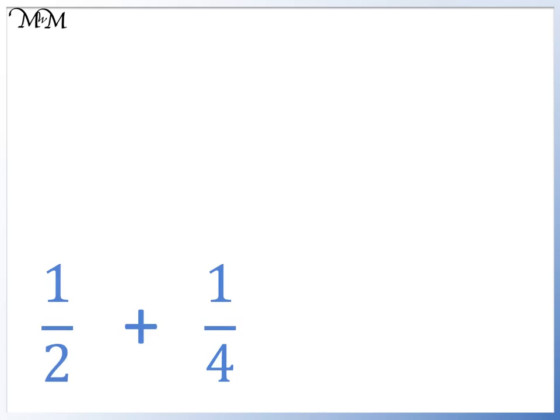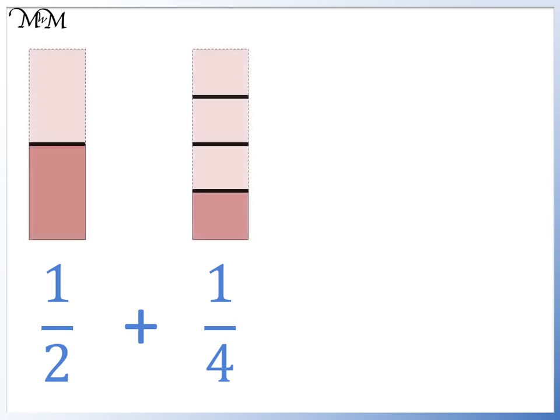Unlike our previous lesson, the denominators in these two fractions are different, so we can't just simply add the numerators. This is because the fractions are different sizes. A half is bigger than a quarter. To be able to add them, the parts that they are divided into need to be the same size. In this example, we could change the half into quarters.